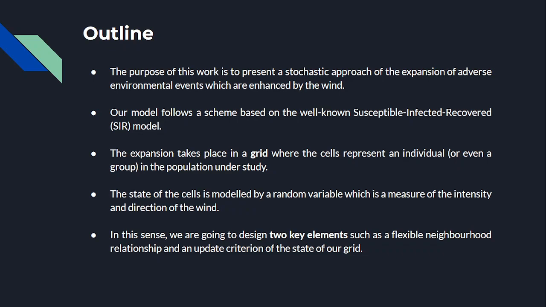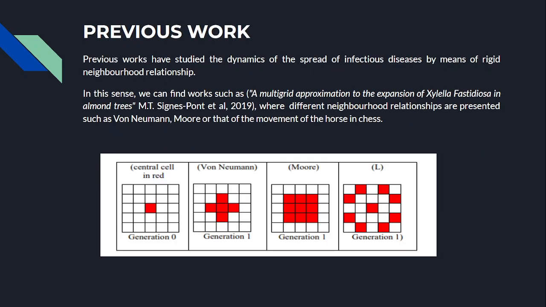Before explaining the model, I would like to talk about previous work. There are many papers which try to design this kind of models, but in our case, we want to point out the paper a multi-grid approximation to the expansion of Xylella fastidiosa in almond trees. Its authors developed their model using non-flexible and symmetric neighborhood relations. Some of these relations can be seen in this slide. Unfortunately, their simulations were all symmetric due to this neighborhood relation, and however, it's not common for environmental phenomena to be symmetric.